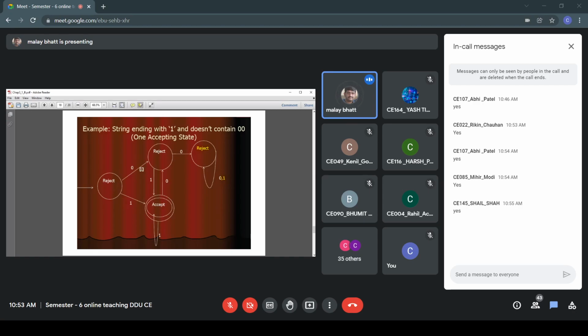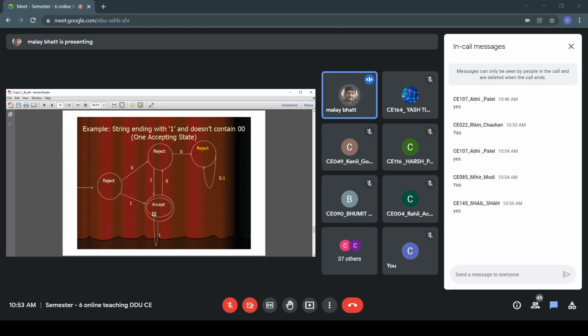From the reject state, if I get 0 and 1, it will go to acceptance. From reject, when I consider 0 1, it will go to acceptance because it is ending with 1.